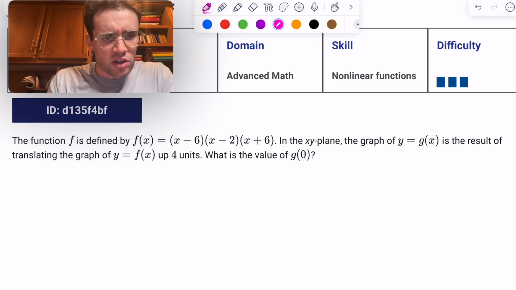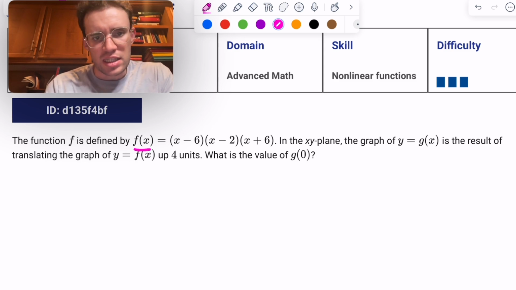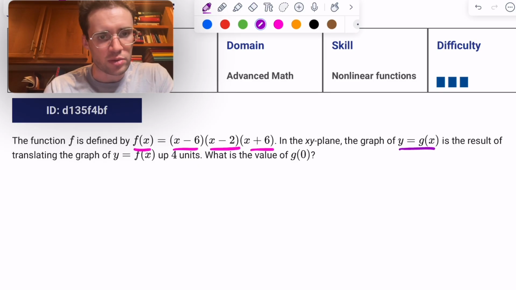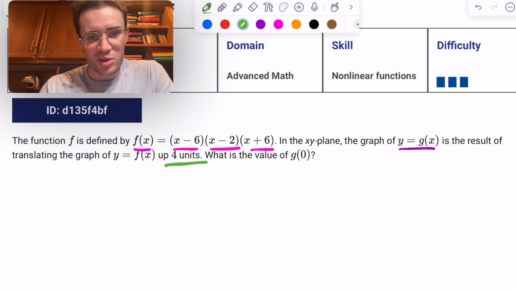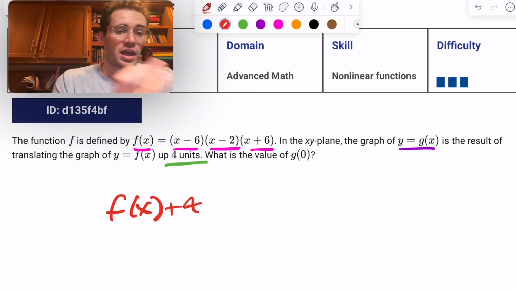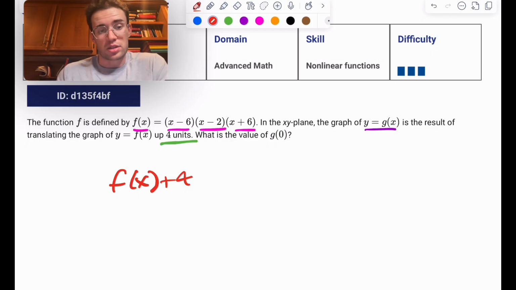So this one says the function f is defined by f of x equals the quantity x minus 6 times the quantity x minus 2 times the quantity x plus 6. In the xy plane, the graph of y equals g of x is the result of translating the graph of y equals f of x up 4 units. Okay, so again, it's an up one. So all you do is just take f of x and you add 4 to it at the end. Now, if you shifted it to the left or to the right, that's still considered translating it.